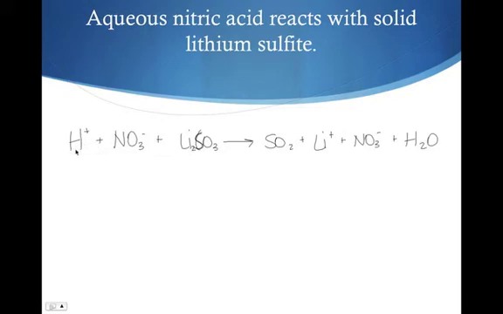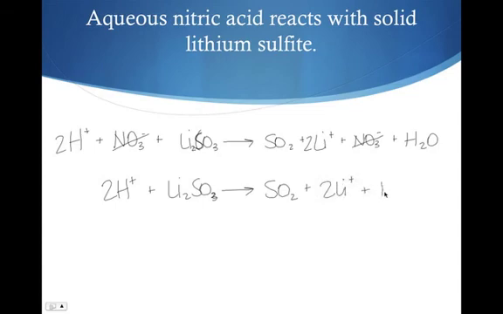Balance this out. I got 1 hydrogen, I got 2 hydrogens. Oh wait, I can cross out my nitrates. Bam. 2 hydrogens there. I got 2 lithiums. I only got 1, so let me put a 2 right there. I got 1 S, I got 1 S, I got 3 O's, I got 3 O's, so we are good. And that, ladies and gents, let me go ahead and write this out. 2 hydrogen ions plus the lithium sulfite gives me sulfur dioxide plus 2 lithium ions and some water. I'm going to have to get the rest of these example problems done in a part 2.